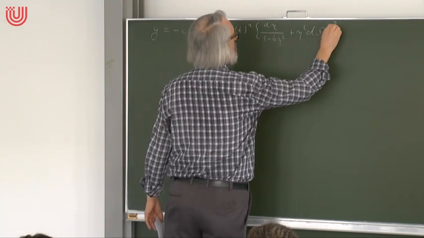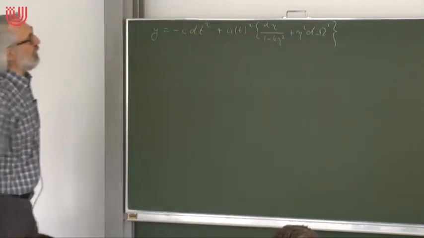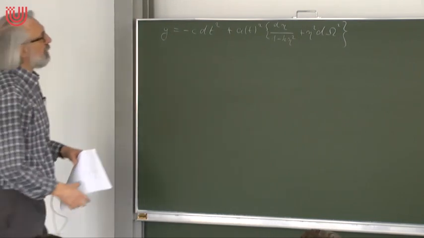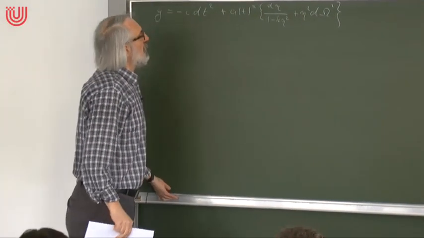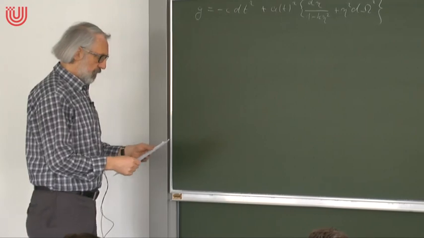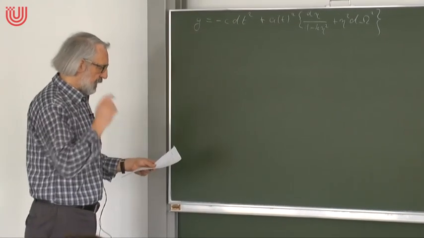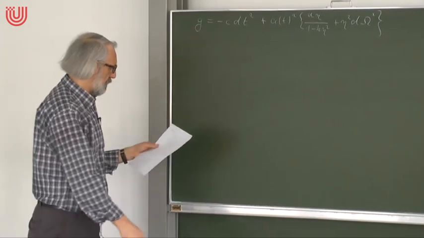The omega squared is the angular part, theta squared plus sine squared theta d phi squared. And I had already written down on the board the components of the Ricci tensor. I'm afraid I have to do it again, at least some of them.